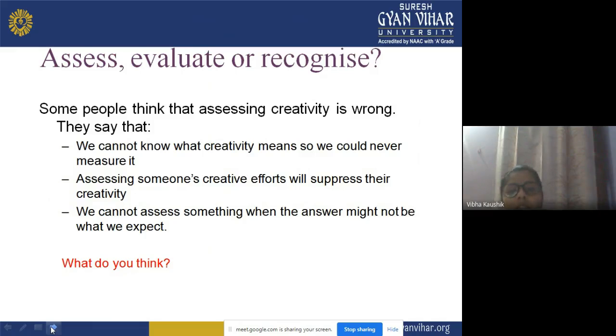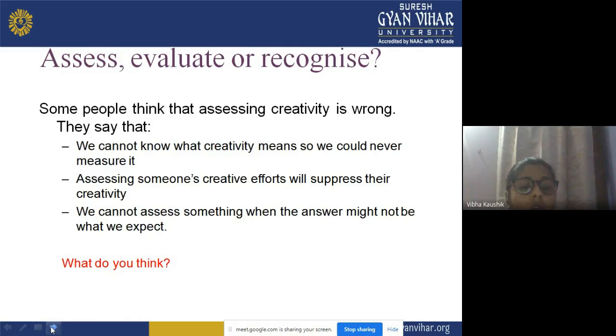Some people say that assessing how creative you are is not considered the correct thing to do. They say we cannot know what creativity means, so we could never measure it. As a teacher, I am not able to define what creativity is, so how can I judge or measure the creativity of other people?